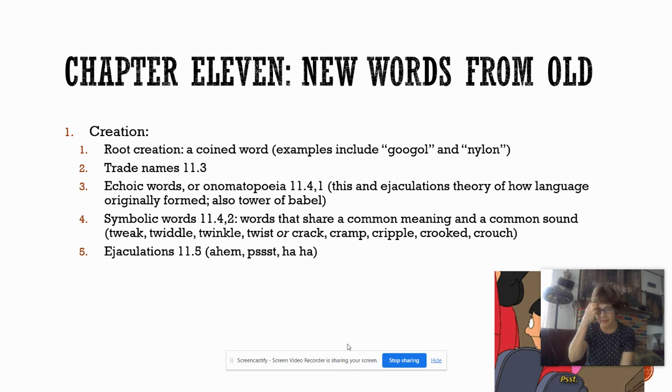And then lastly, ejaculations can become part of the language, like ha-ha, sounds like that can then kind of mainstream into the language, and 11.5 talks you through that.